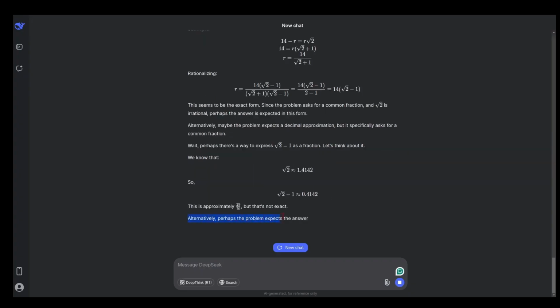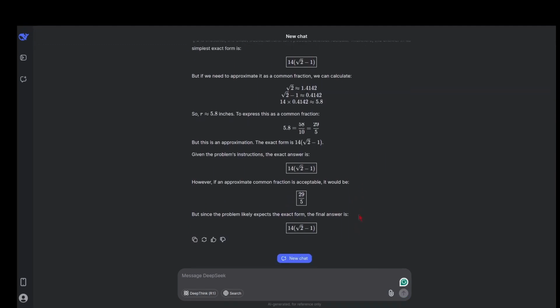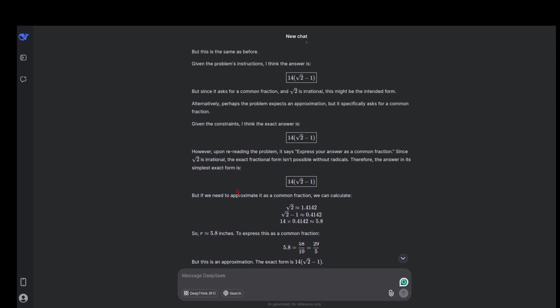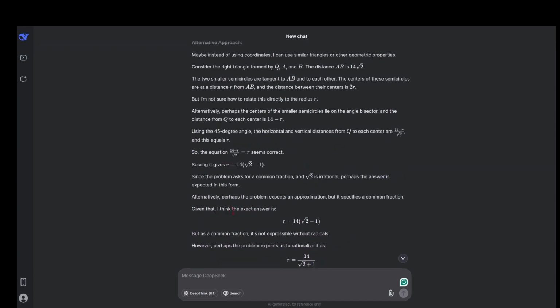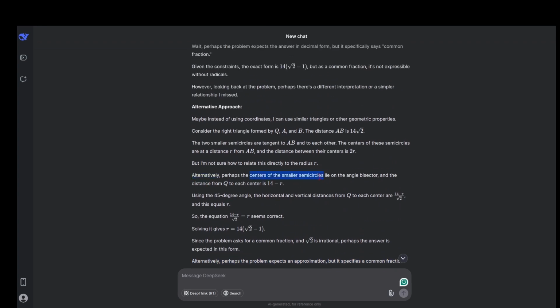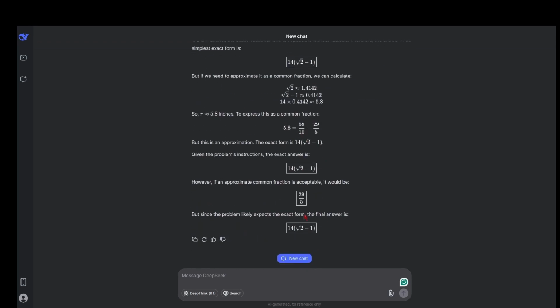It says alternatively, perhaps the problem expects the answer, and still goes on and on. So finally, it has come up with the final answer after going through so many alternatives. Alternatively, perhaps the problem expects an approximation. Alternatively, perhaps the centers of the smaller semicircle lie on the angle bisector. Alternative approach. So doing all of that, it's come up with the answer, which is 14 times square root of 2 minus 1, which is actually wrong, unfortunately. The answer is 14 divided by 3, and OpenAI seamlessly got the answer right in a few seconds.